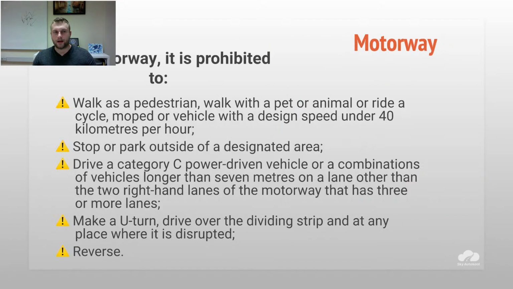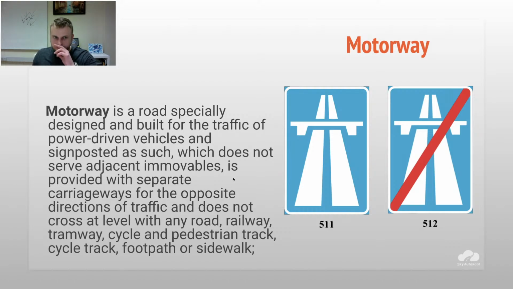So finally, motorway. We talked about that a little bit in the beginning, in the first lesson. It's a specially designed and built road for the traffic of motor vehicles only. It means that pedestrians, cyclists, trams, any railways, you will never see them on motorways. It's only for vehicles, for cars, and that's it. So, a specially designed area.